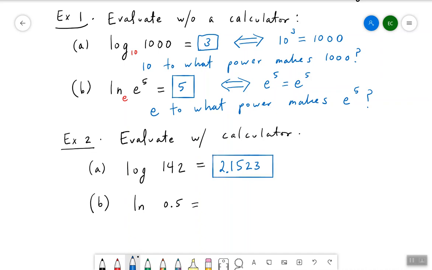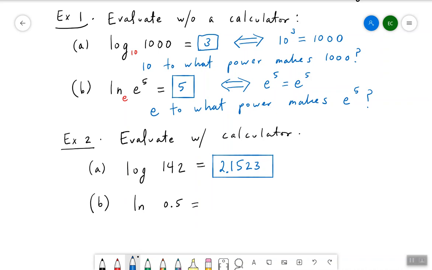And does that answer seem reasonable? What's the common log of 100? The common log of 100 is 2, right? Because 10 to the second is 100. And the common log of 1,000 is 3. So if our argument, 142, is between 100 and 1,000, then our answer should be between 2 and 3. And since 142 is pretty close to 100, the answer should just be slightly more than 2.